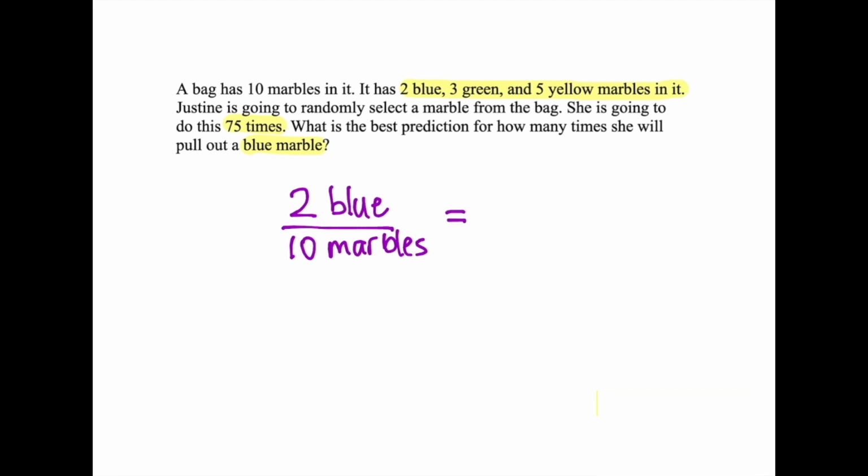The next step is to write the other side of our proportion. Since we have blue in the numerator on the left, we must have it in the numerator on the right. And then since we had total marbles in the denominator on the left, we must have that in the denominator on the right as well.